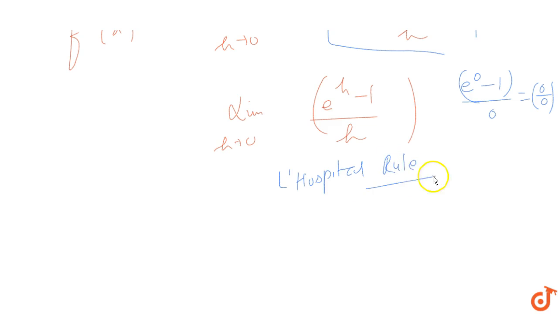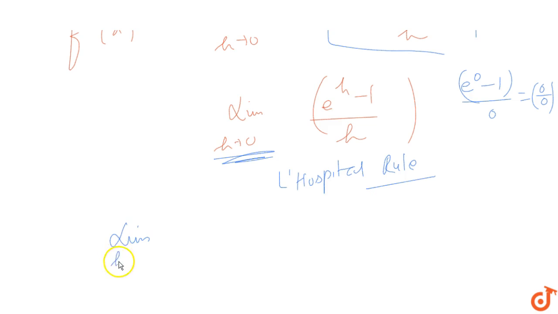And what does this rule say? This rule says that if you want to find out the limit of a function and it is getting in the form of 0 by 0, then you need to differentiate numerator as well as denominator with respect to h and put h equals to 0 at the end after differentiating. So we will do that only.